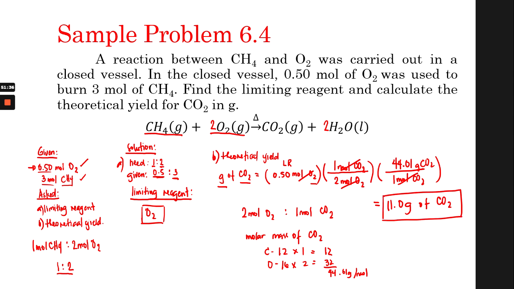So with 0.5 moles of O2 and 3 moles of CH4, you would get 11.0 grams of CO2, only 11 grams, because your limiting reagent is 0.5 moles of O2. So I hope that is clear.